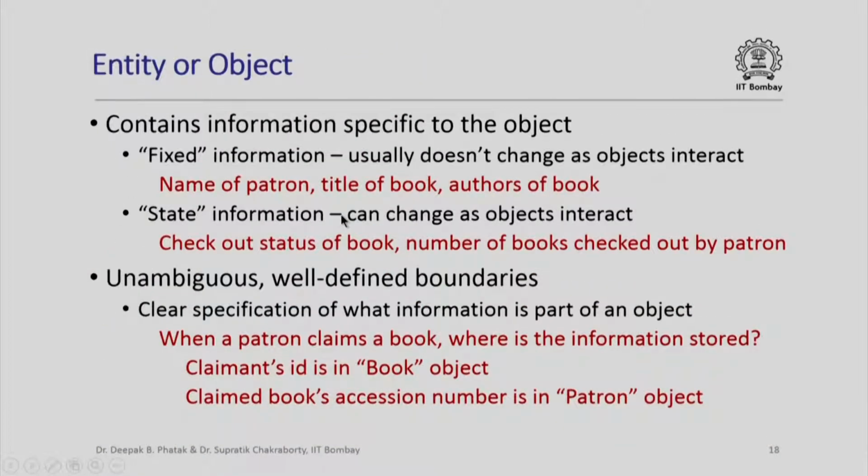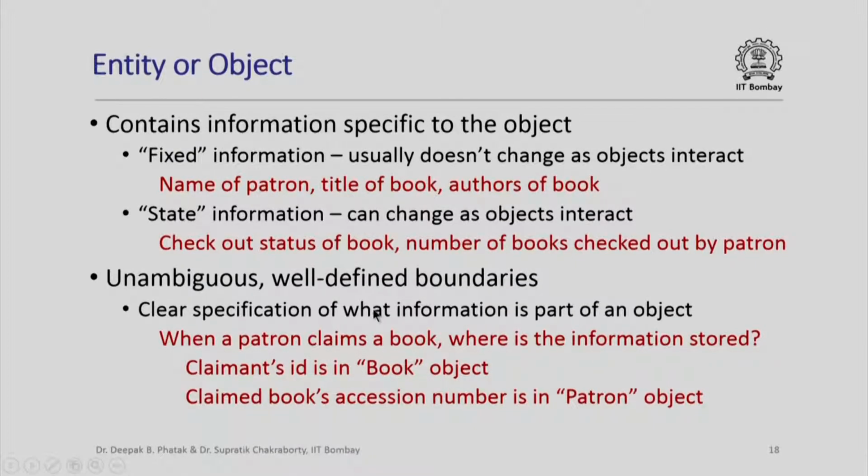Now what is an entity or object? It could contain information specific to an object. This information could be of some fixed type, which usually does not change as the objects interact. This could be the name of a patron or the title of a book. It could also be state information which changes as the objects interact, like the checkout status of a book or the number of books checked out by a patron.